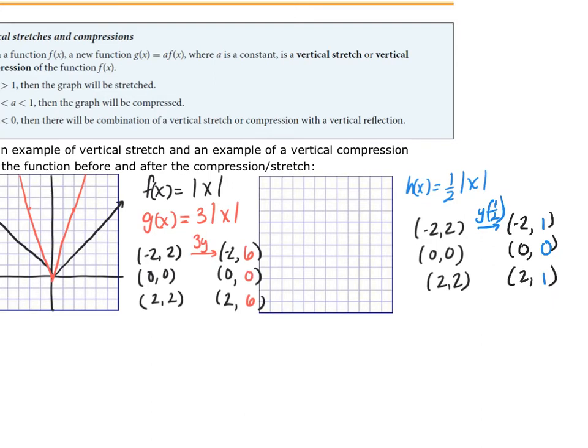So again, I'm going to draw my original function. So here's my f of x function. Going through 1, 1, 2, 2, 3, 3. And in the negative. My h function is going to go through the point 2, 1, -2, 1. Still going through 0, 0. So this is half as tall as what I had before.